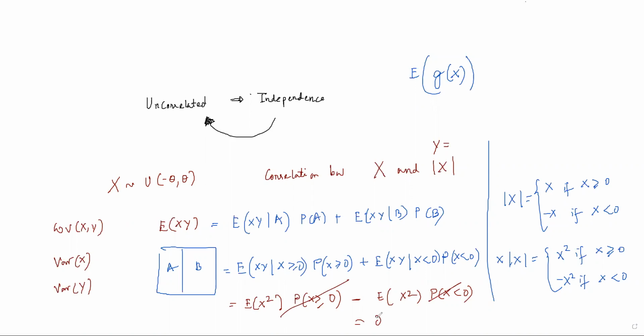The interesting aspect is that we can generalize this idea. We had the expectation of XY, and XY turned out to be something symmetric around 0, right?